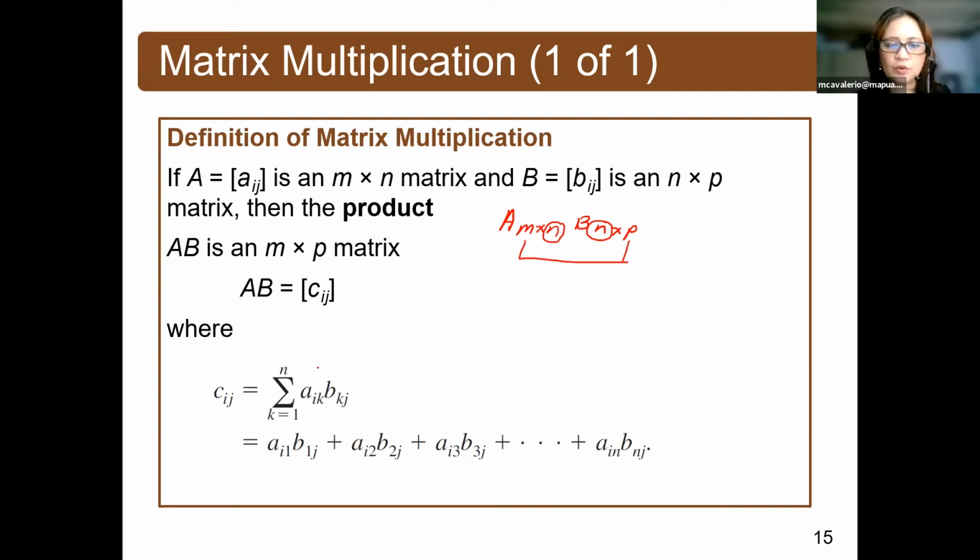Okay, so right now what will be C sub ij? C sub ij will be equivalent to the sum of A sub ik times B sub kj, beginning from k equals 1 up to n. So we will have A sub i1 B sub 1j plus A sub i2 B sub 2j plus A sub i3 B sub 3j, plus dot dot up to A sub in B sub nj.